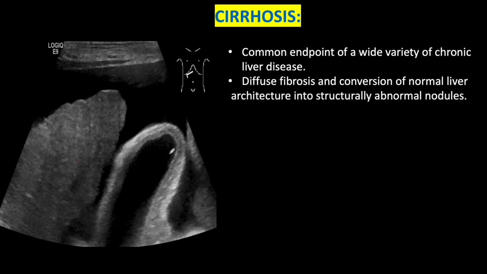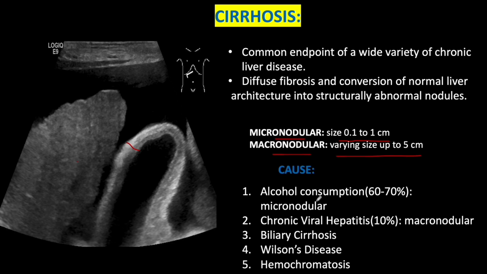If you look at the gallbladder, the wall is thickened. Normally, the gallbladder wall should be less than 3 millimeters, but here the wall thickness is increased. So these features are suggestive of liver cirrhosis. A common cause of liver cirrhosis is alcohol consumption. Around 60 to 70% of cases of liver cirrhosis are due to alcohol consumption, and alcoholic liver cirrhosis leads to the formation of micronodules.